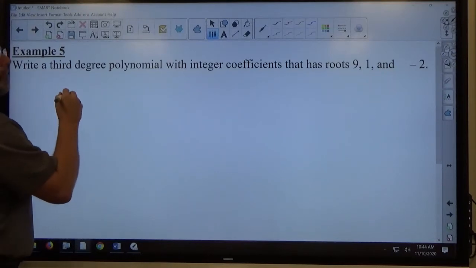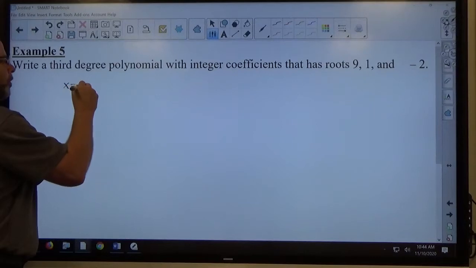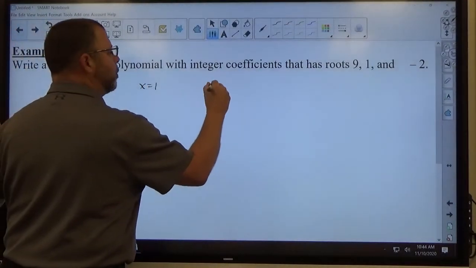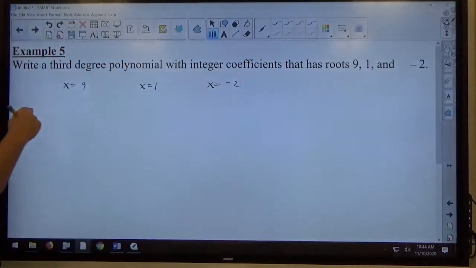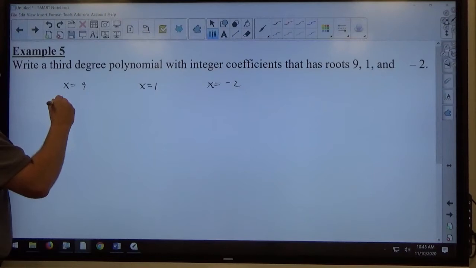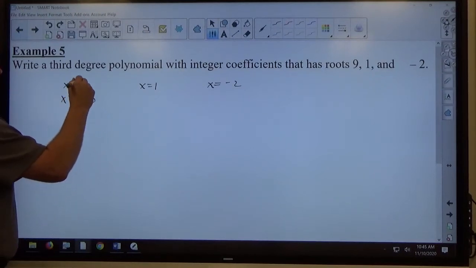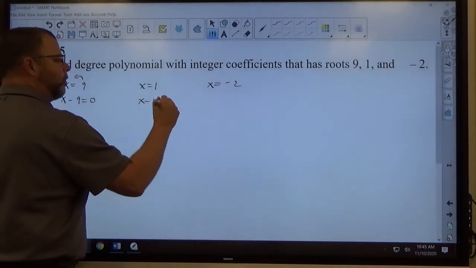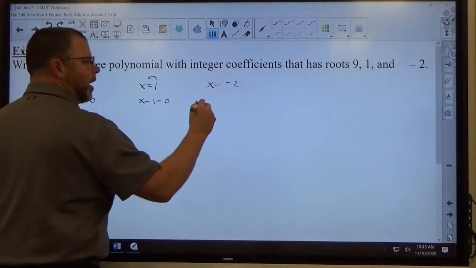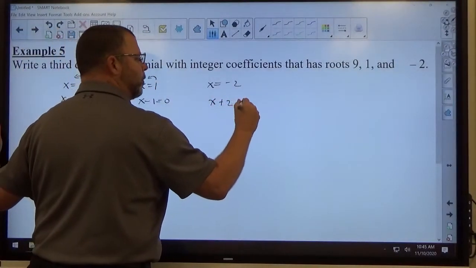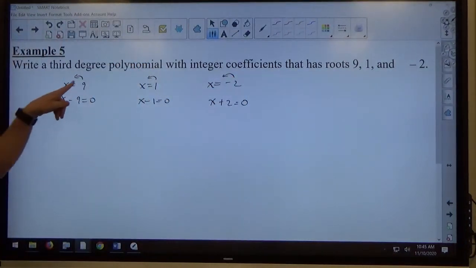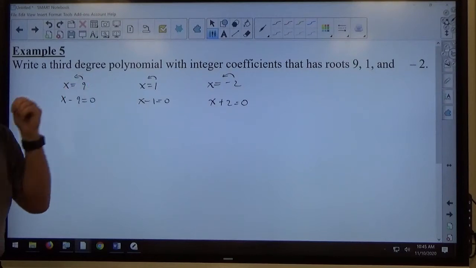So if x equals 9 is a root, and x equals 1 is a root, and x equals negative 2 is a root, thinking back to the zero product property, that means that x minus 9 should equal 0 if I move the 9 back over there. And x minus 1 should equal 0 if I move the 1 back over there. And x plus 2 should equal 0 if I move the 2 back over there. And if I have things equal to 0, that represents what the factors would have been.